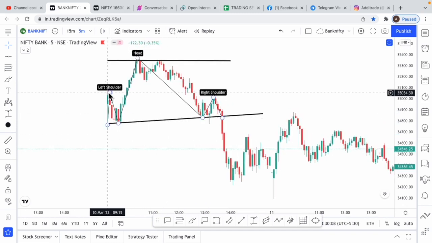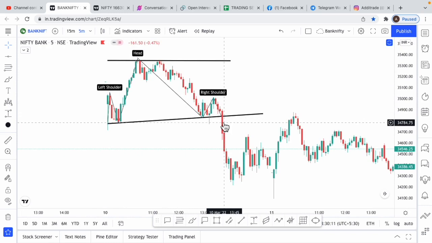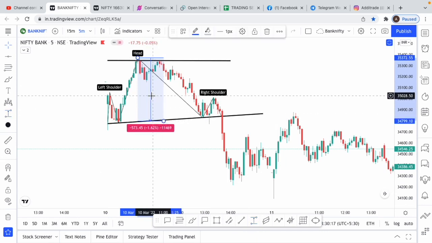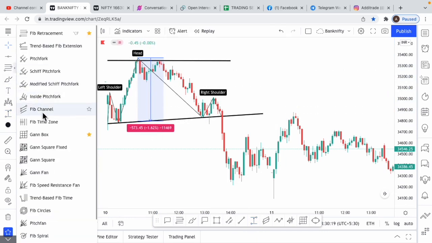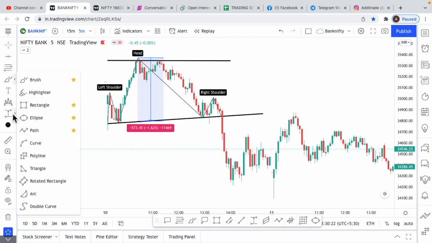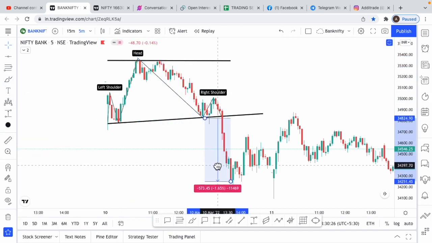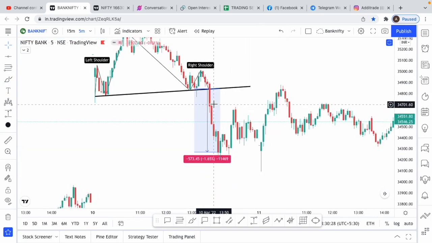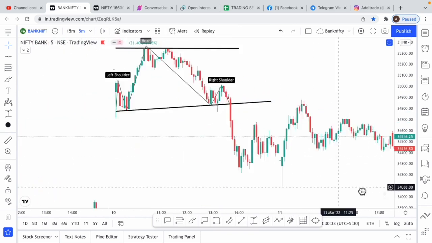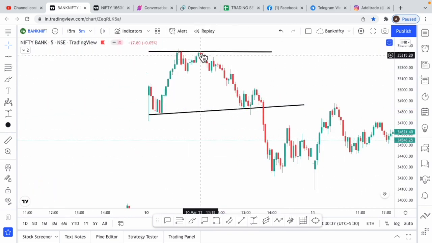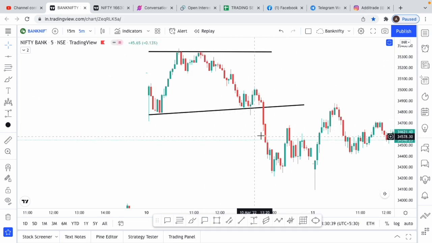Once this breakdown came, see the kind of fall that we got. If we have to measure, we can always take this head to this neckline. This is how we measure, and the measuring will be in this tool over here. Price range, we choose that and keep it over here. Exactly, the head and shoulder target hit. So we'll be using this chart pattern targets along with pivots also later on, seeing if not for the entire target, if there is a proper CPR or any other pivot also we can exit.